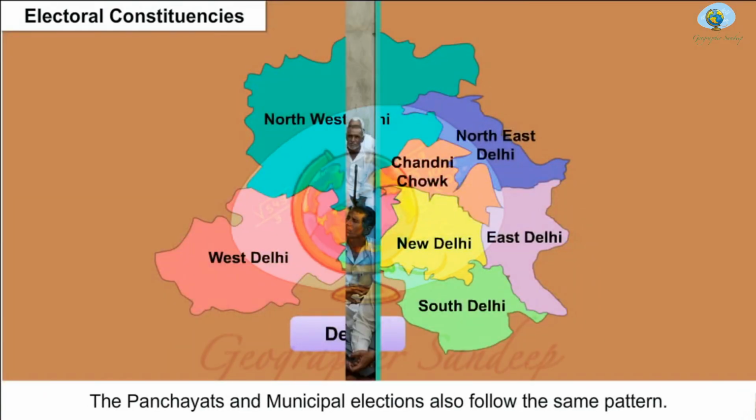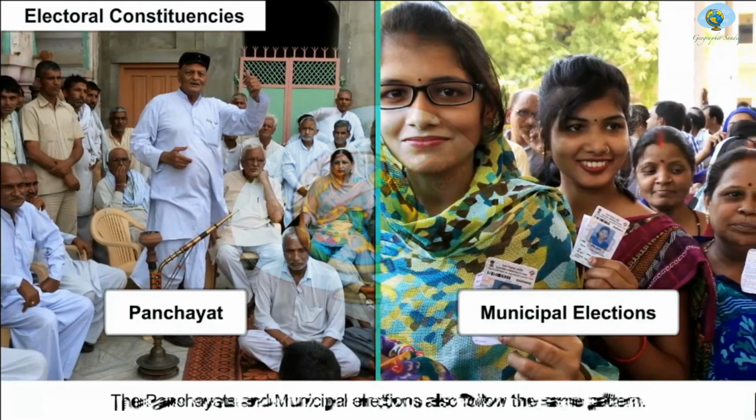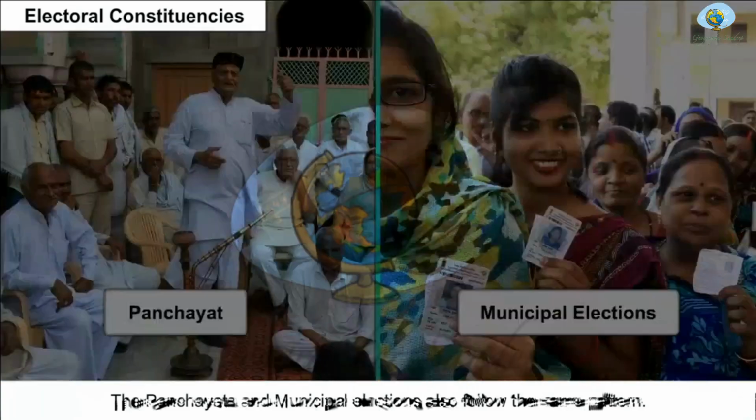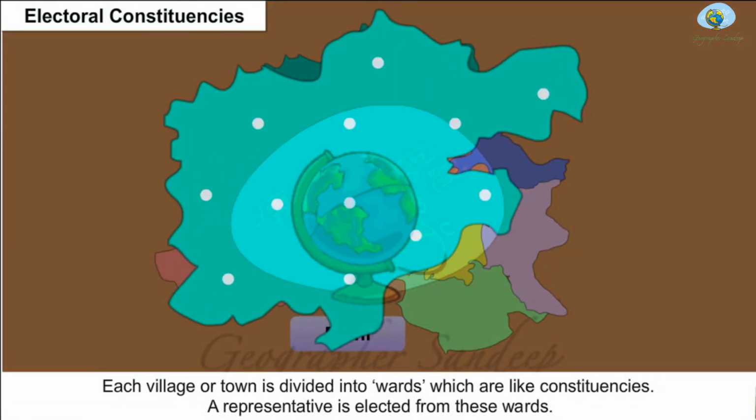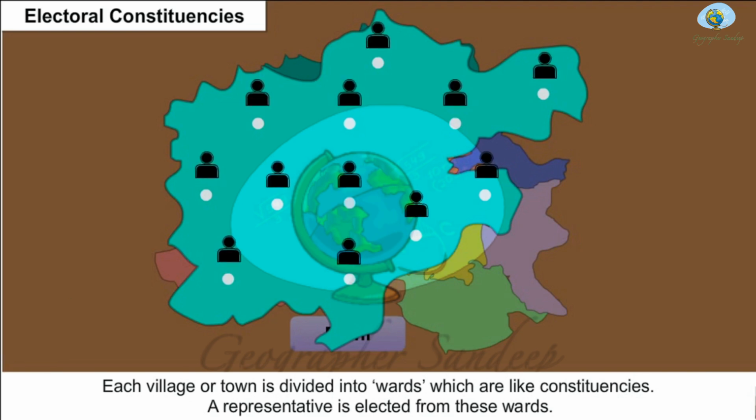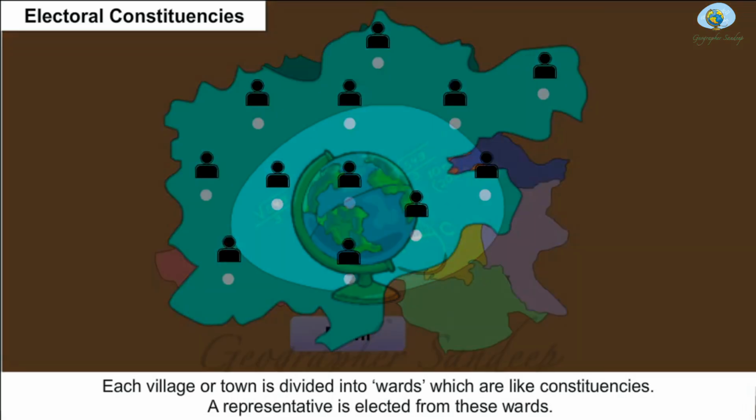The panchayat and municipal elections also follow the same pattern. Each village or town is divided into wards, which are like constituencies. A representative is elected from these wards.